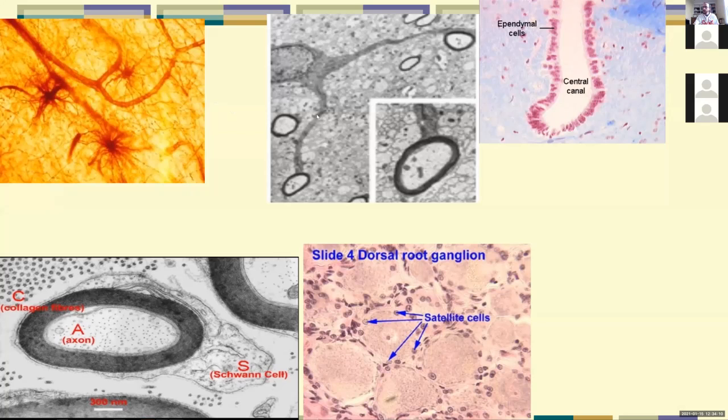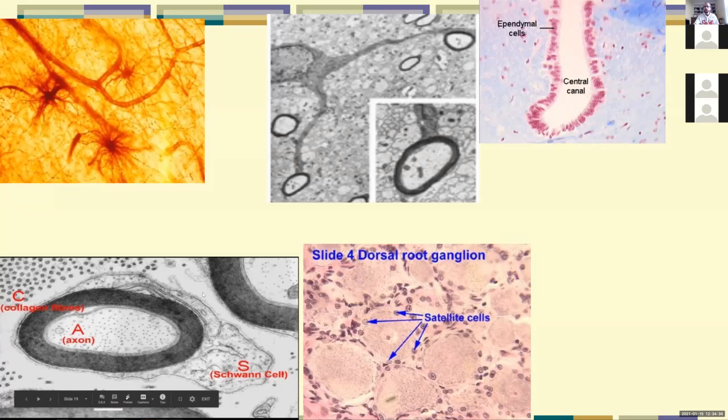These are the oligodendrocytes with the myelin around the axons. Here's an axon with myelin around it. Axon with myelin around it attached to the oligodendrocyte. These are ependymal cells.